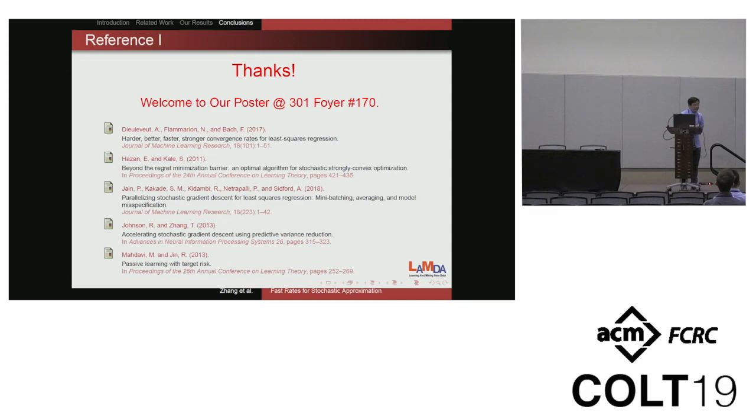But if you apply the standard concentration, you always have 1 over lambda t term. Yeah, you break the faster rates.